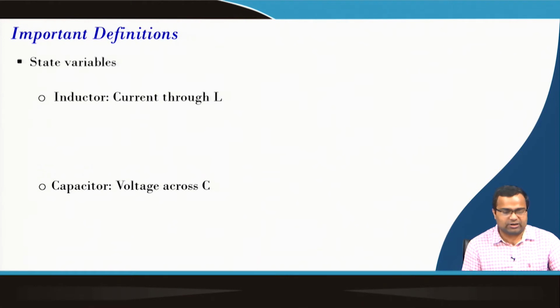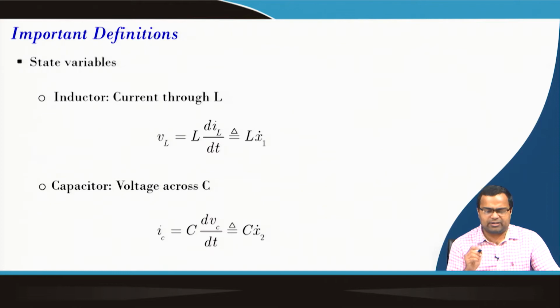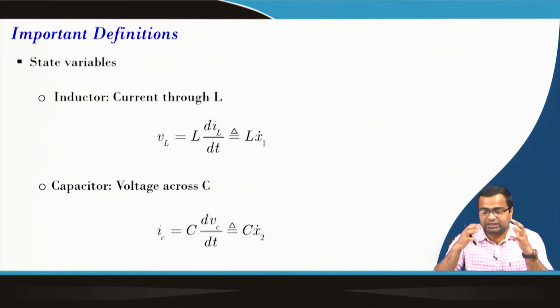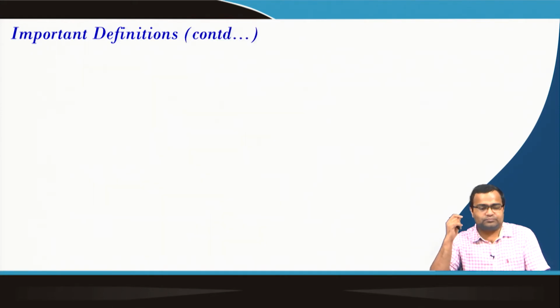So, first the important definition: state variables. If we consider any RLC circuit, that means if there is any energy storing element in an electrical circuit like inductor and capacitor, we generally consider the current through the inductor to be one state variable, which is IL, and the voltage across the capacitor to be another state variable, which is Vc. So, here IL is considered to be x1 and Vc is considered to be x2.